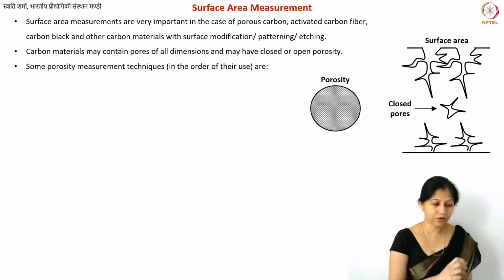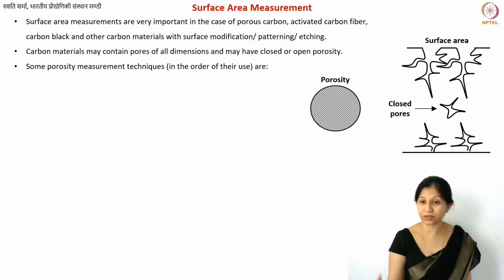I will first tell you a number of techniques that are used, and some of them are more common than the others. The one that we are going to discuss, gas absorption isotherms, is the most common technique. Now, of course, using that technique, you cannot get the information about closed pores, and you cannot even get very accurate information about surface area, which I'm going to discuss. However, you get a very good idea of the surface area.